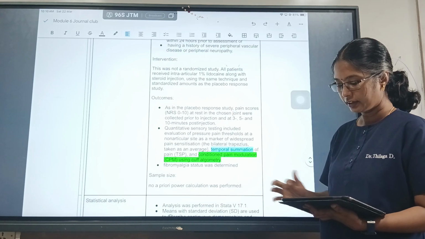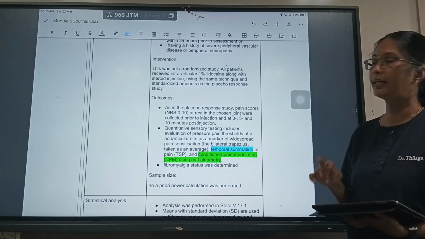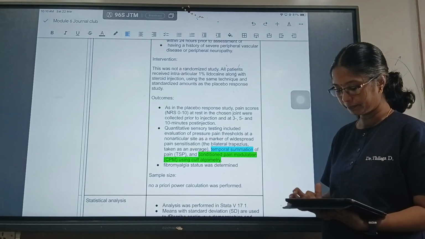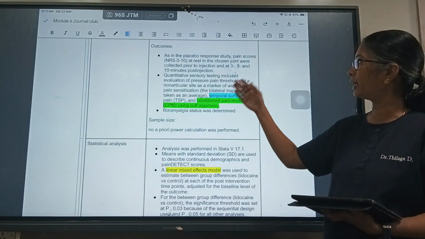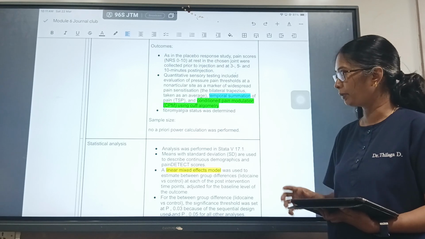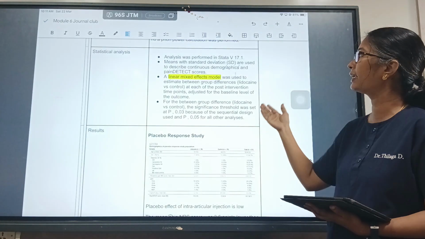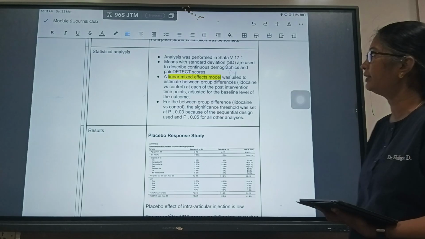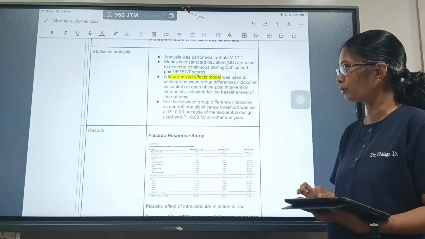So what was the intervention? All patients received intra-articular 1% lidocaine along with the steroid injection. They added lidocaine and steroid together in standardized amounts, as in the placebo response study. The outcomes were the pain scores, and quantitative sensory testing was done. They did temporal summation as well as CPM, conditioned pain modulation, using cuff algometry, and fibromyalgia status was also determined. For the statistical analysis, a linear mixed effect model was used to estimate the differences between the groups at each of the post-intervention time points, adjusting for the baseline level of the outcome.